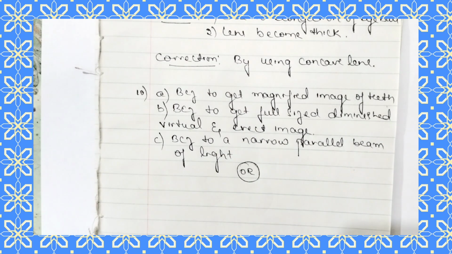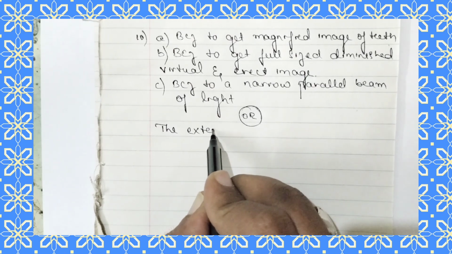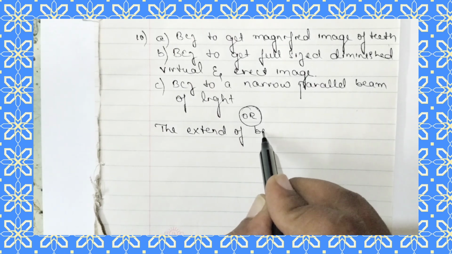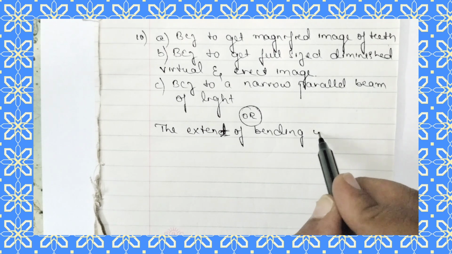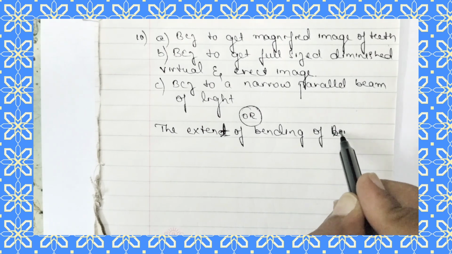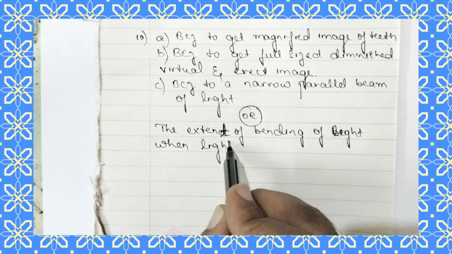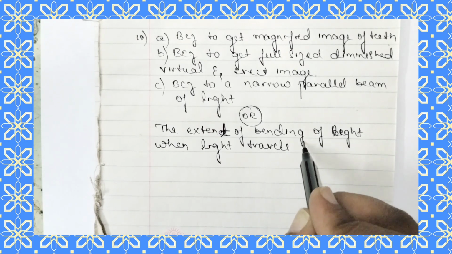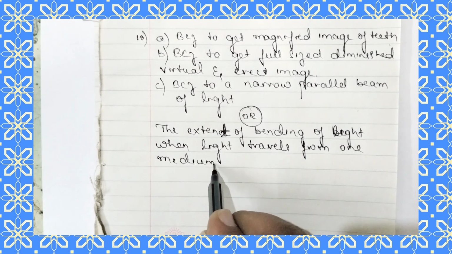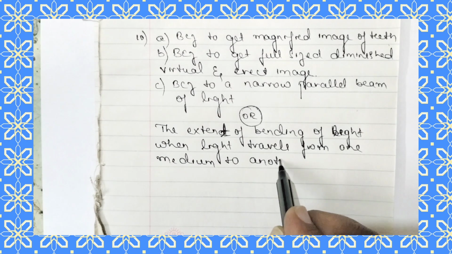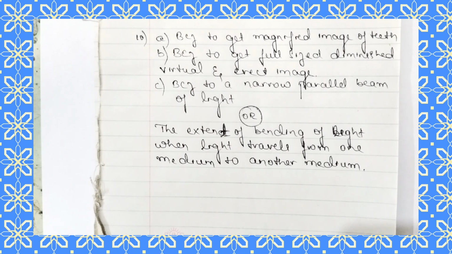There is an internal choice question. Define refractive index of the medium. The extent of bending of light when light travels from one medium to another medium.